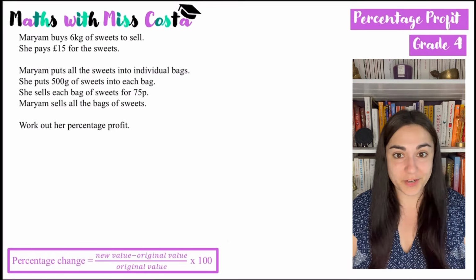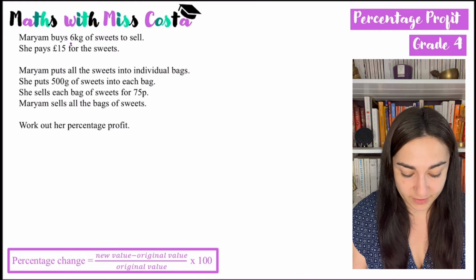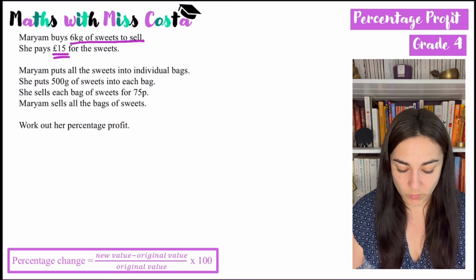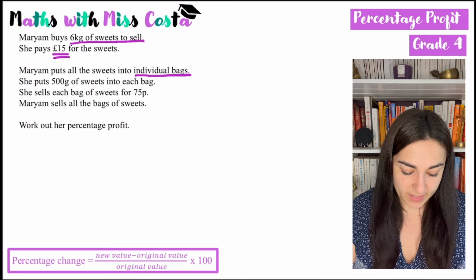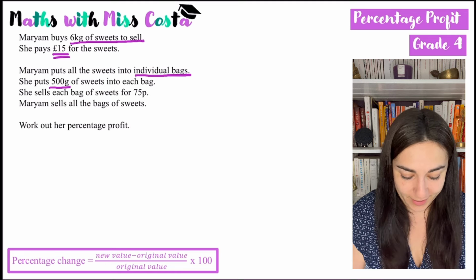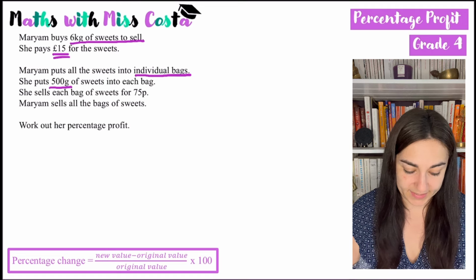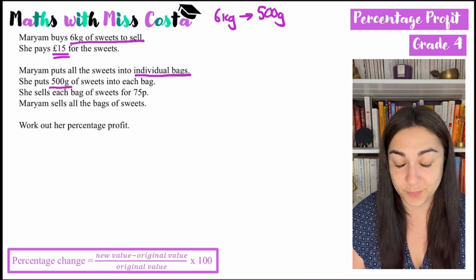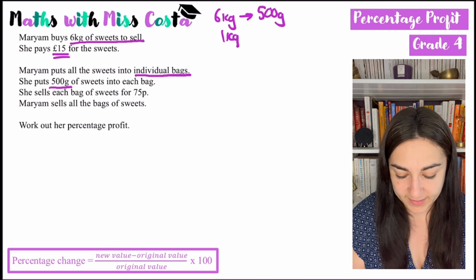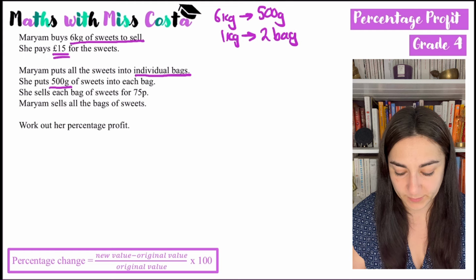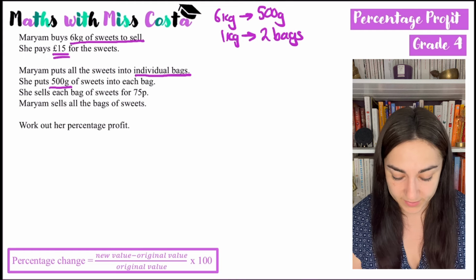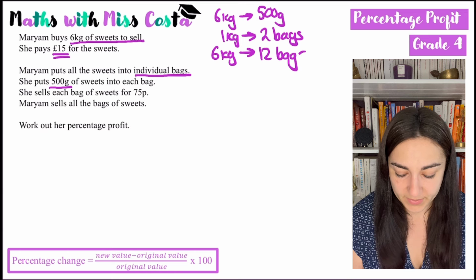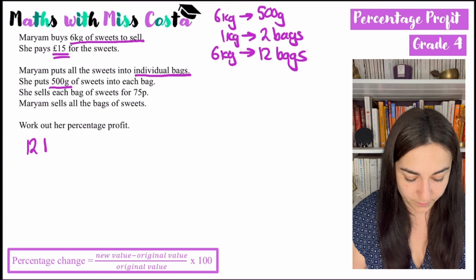Okay, so a percentage profit question. I'm told that Mariam buys 6 kilograms of sweets to sell. She pays £15 for the sweets. She puts them all into individual bags. She puts 500 grams of sweets into each bag. Okay, so if she buys 6 kilograms of sweets and puts 500 grams into each bag, in 1 kilogram, that would be 2 bags of sweets because there's 1,000 grams in 1 kilogram. So therefore in 6 kilograms, 2 times 6 is 12. So I know that she has 12 bags of sweets.